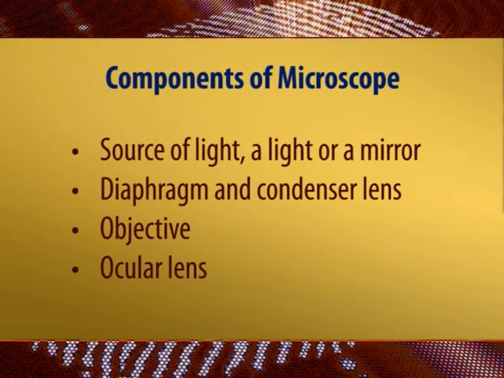Coming to the components of a microscope. All contemporary optical microscopes aimed for observing samples by transmitted light have similar, uncomplicated apparatuses of the light direction, listed here in the order in which the light travels through them: the source of light, a light or a mirror, diaphragm and condenser lens, objective, ocular lens.